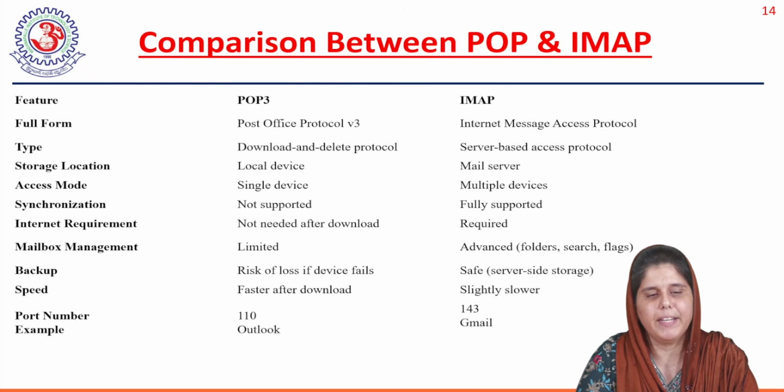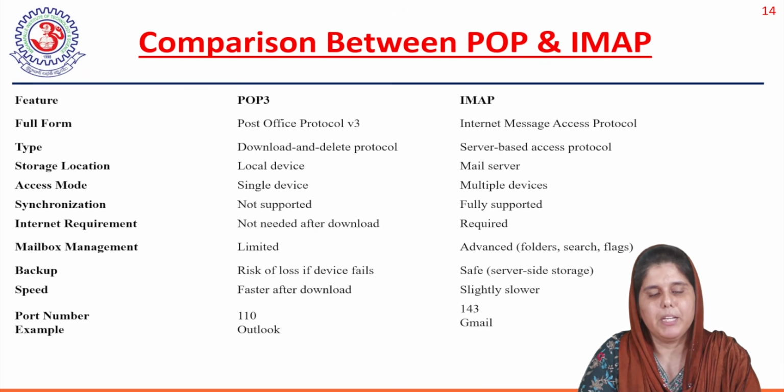And synchronization next: it is not supported in POP because of single device access, and in IMAP it is fully supported, so we are able to synchronize. Next, internet requirement. Since we are downloading the mails to the local device, there is no need of internet in POP. And in IMAP, because we are directly connecting to the mail server, we require internet. And mailbox management is limited in POP3, but in IMAP we can set advanced folders and flags and we can search also. We usually see this in our Gmail pages; we can do all the advanced things in our Gmail page, which are not available in our Outlook mails.